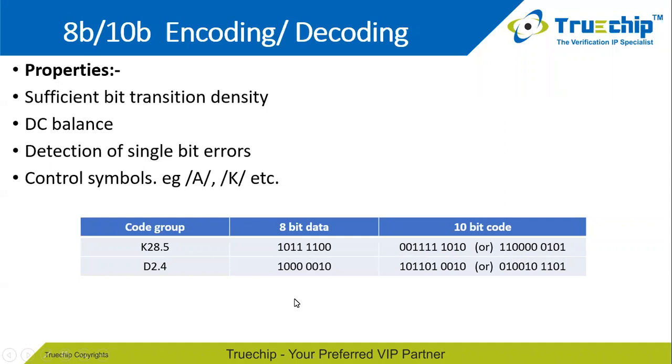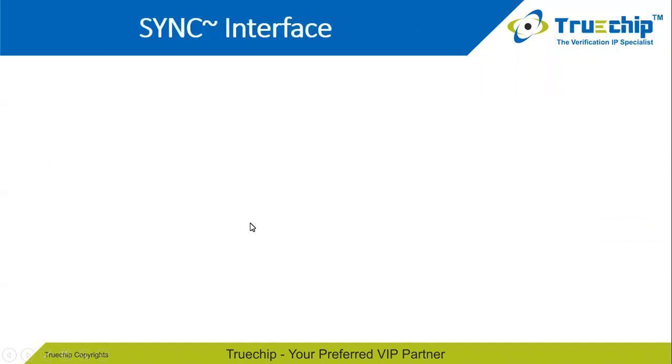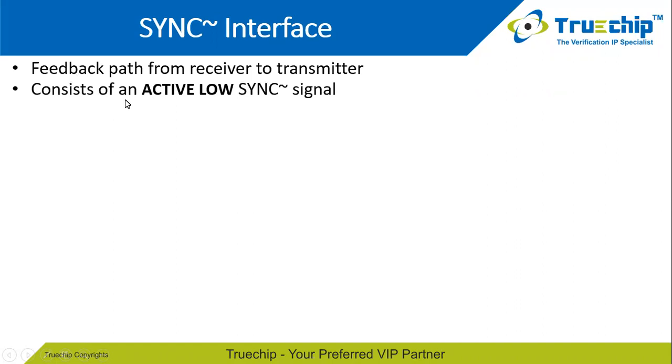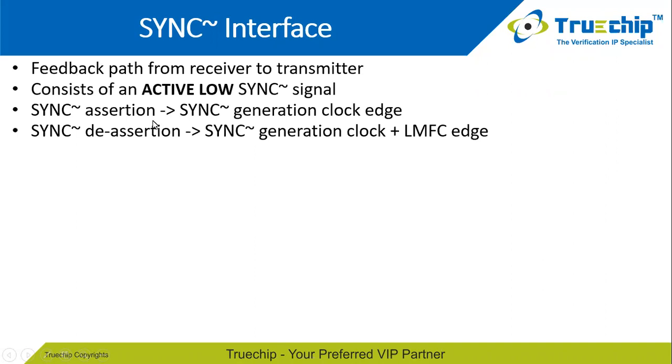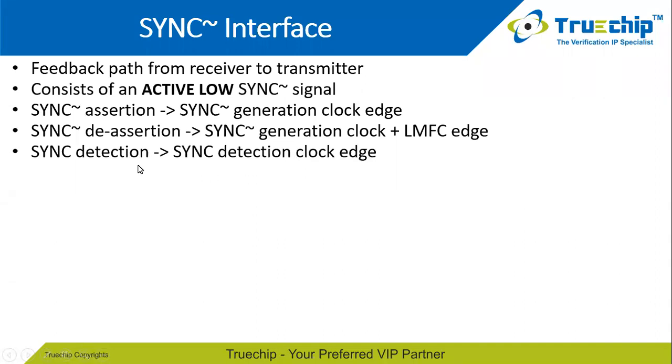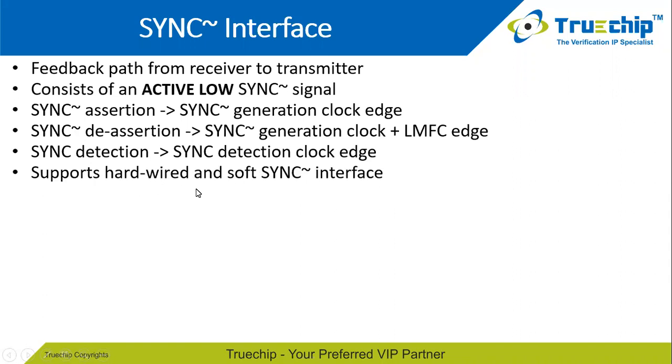So moving on to the next slide, here we are going to discuss in more detail the sync interface. The sync interface is the only feedback path from the receiver to the transmitter. It consists of an active low sync signal. The assertion and deassertion of this sync signal at the receiver are relative to the sync generation clock edge. The detection of the sync signal at the transmitter is done relative to the sync detection clock edge. Also, 204C supports hardwired and soft sync interface, about which we have already discussed.